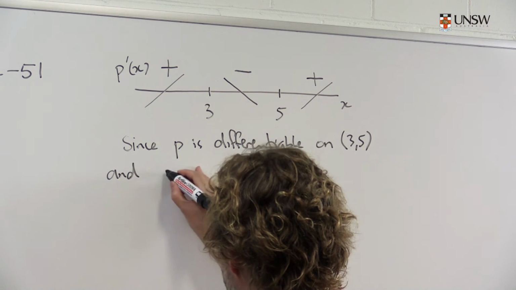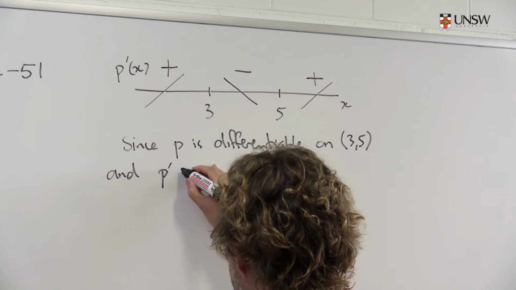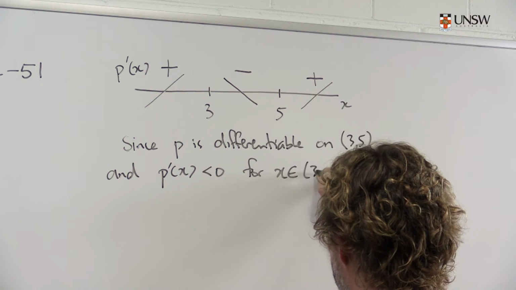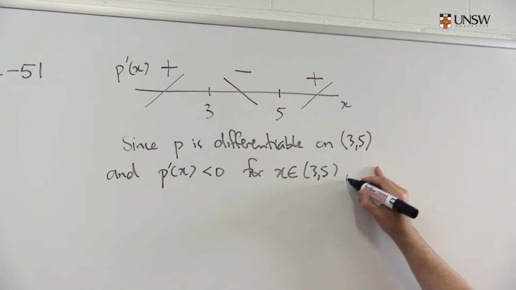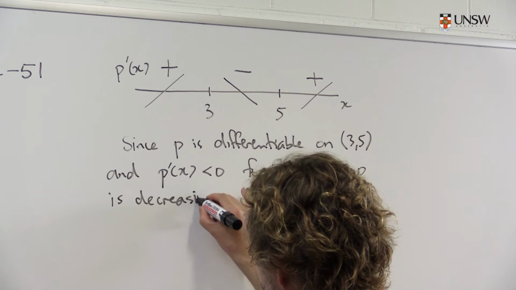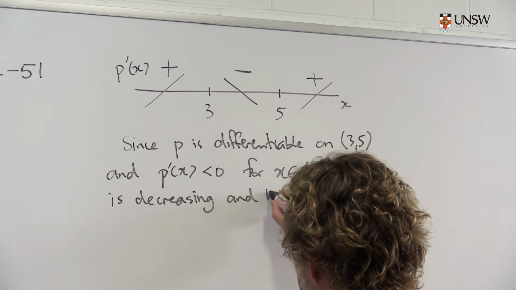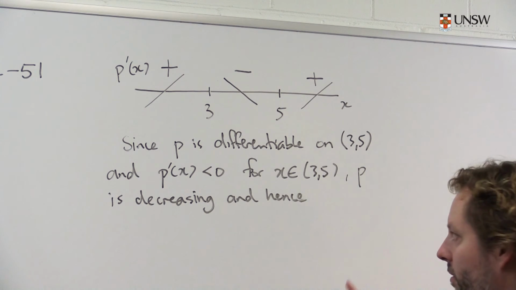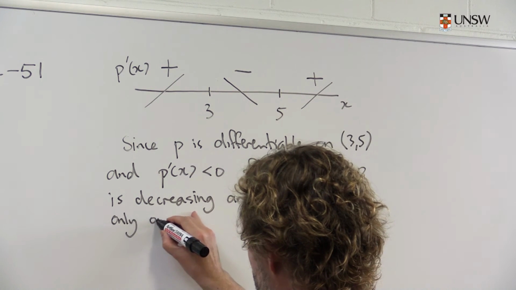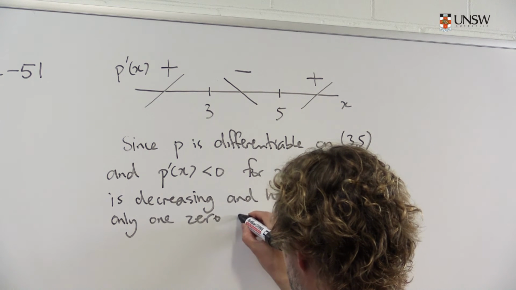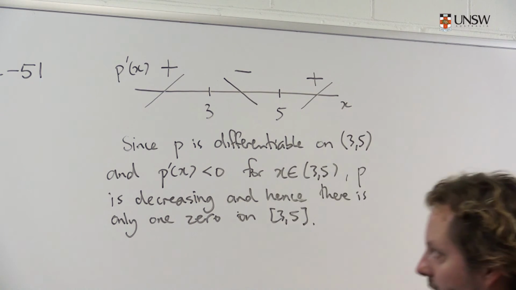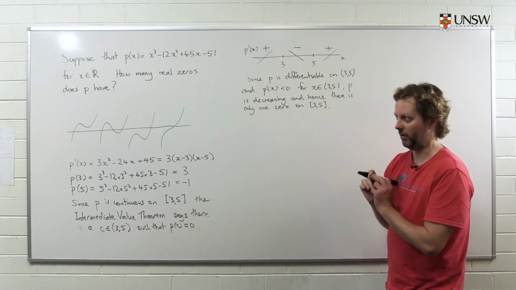And p dashed of x is less than 0 for x in this interval. P is decreasing, and hence there can only be one 0 on the interval from 3 to 5. And this, as I said, really does use the mean value theorem buried in there.